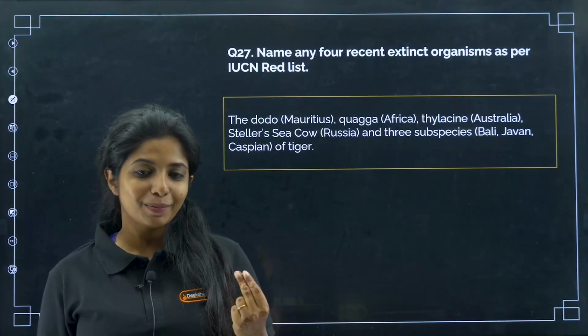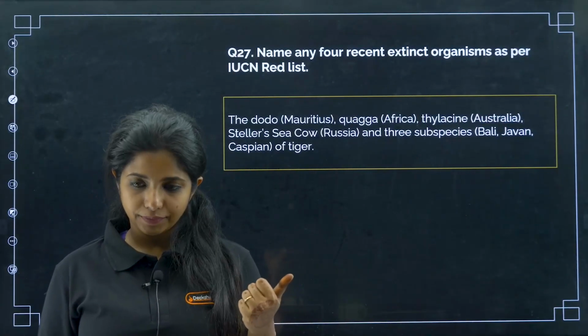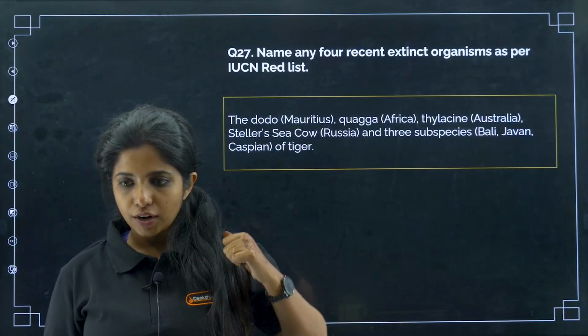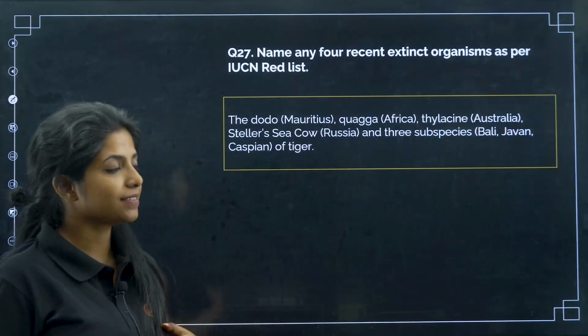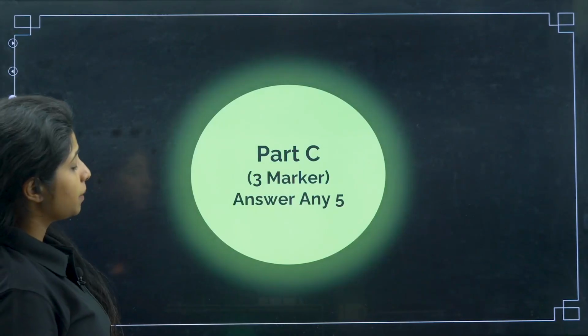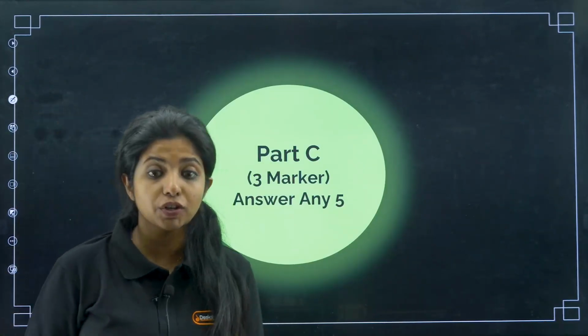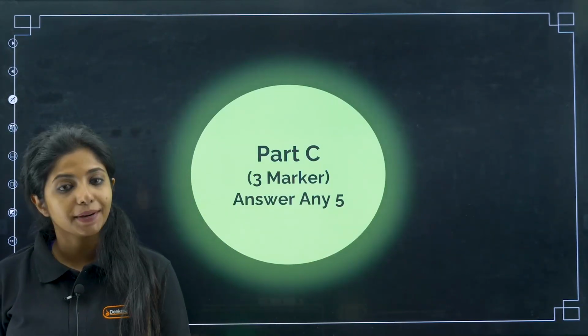Will you be able to remember it? You have to. We have to remember it somehow. Cool? Chalo. Part C, there's a 3 mark question. You have to answer any 5, my dear children.